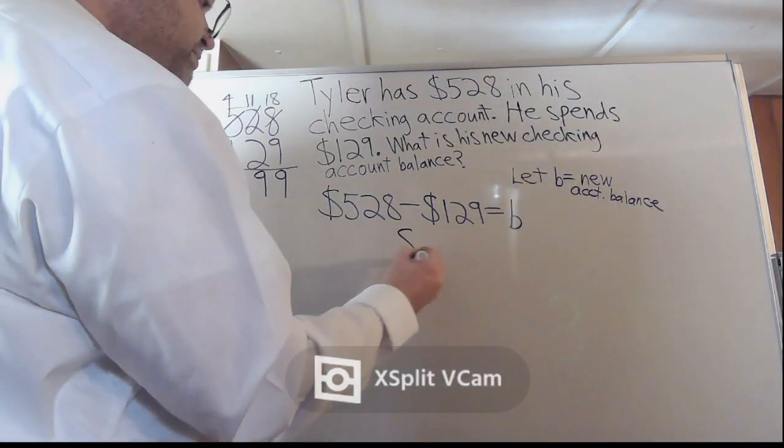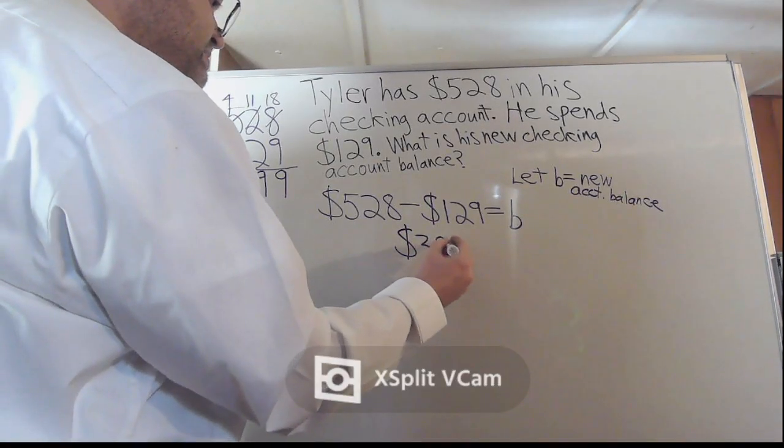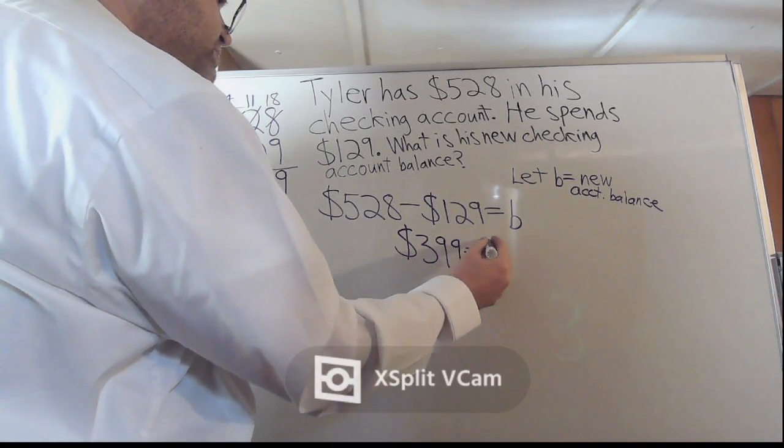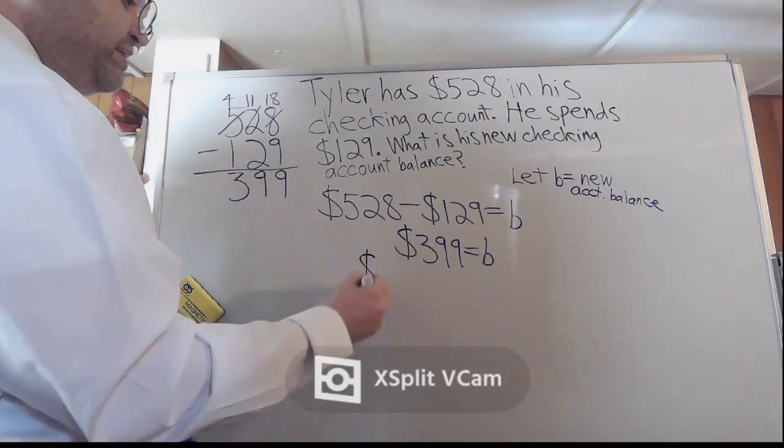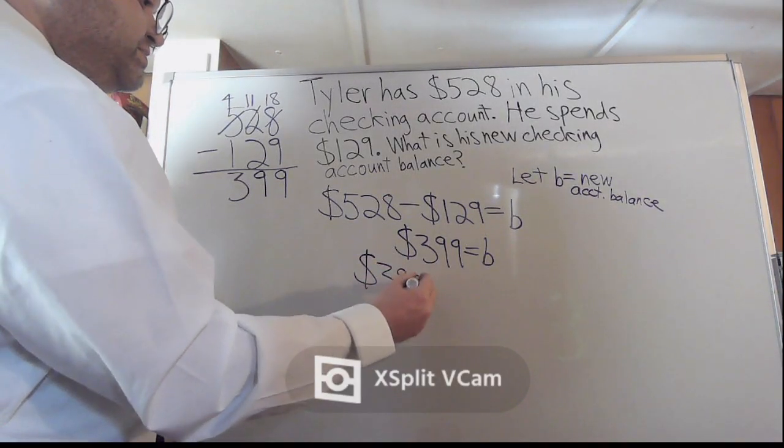So it looks like $399 equals B, which is your solution. So his new account balance is going to be $399.